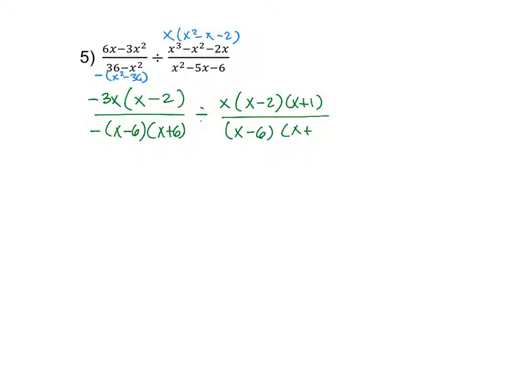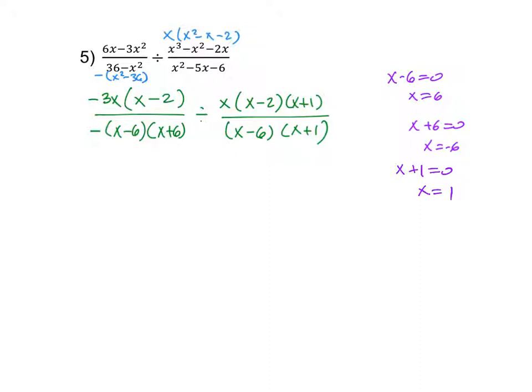In this case, these are two numbers that you multiply and give you 6, and you subtract and give you 5. So there are 6 and 1. Again, my restrictions right here: x minus 6 equals 0, x equals 6; x plus 6 equals 0, x equals negative 6. This x minus 6, I already have it here, so I don't have to do it again. x plus 1 equals 0, x not equal to negative 1.